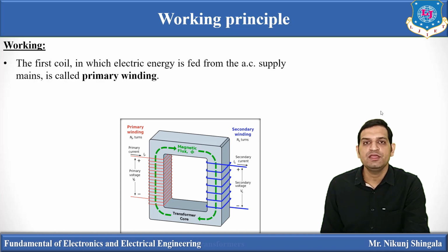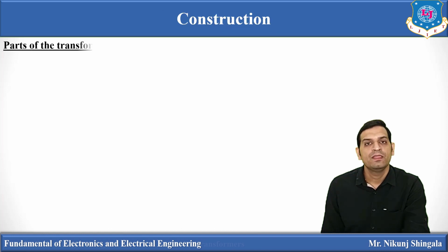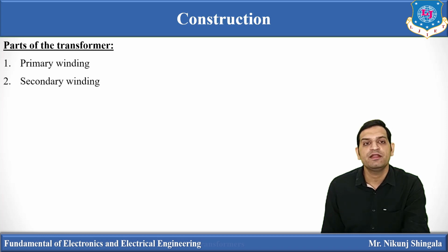The first coil, in which energy is fed and AC supply is given, is known as the primary winding. The other coil, from which energy is drawn out and from which we take the output, is known as the secondary winding. So basically a transformer consists of three parts: primary winding, secondary winding, and a laminated core. Windings are made of material having low resistance, in which flux can be easily set up. The materials used for the windings are generally copper and aluminium.